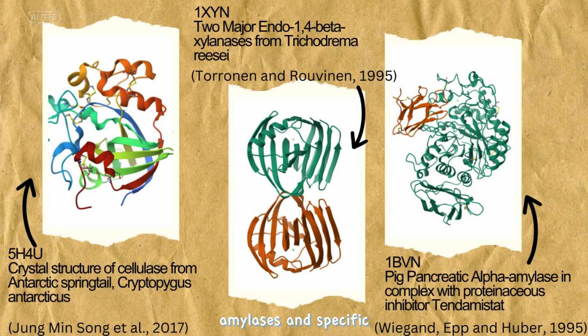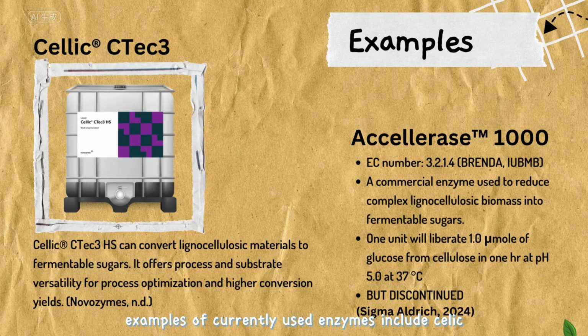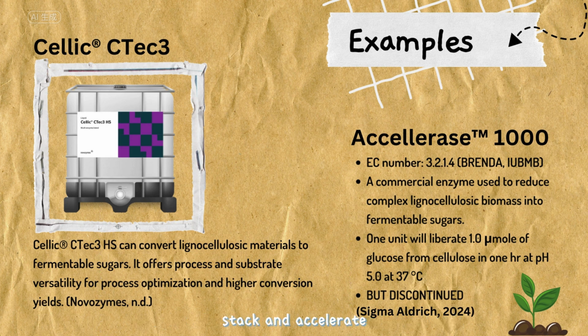Cellulases, hemicellulases, amylases, and specific enzymes are key categories in biofuel production. Cellulases, such as endoglucanases, exoglucanases, and beta-glucosidases, break down cellulose into fermentable sugars. Hemicellulases, including xylanases, mannanases, and accessory enzymes, target complex hemicellulose polymers. Amylases like alpha amylase and glucoamylase play a role in starch-based biofuel production. Examples of currently used enzymes include Cellic CTec and Accellerase. Cost-effectiveness and substrate specificity influence enzyme adoption, with advances in biotechnology driving the discovery of novel enzymes.